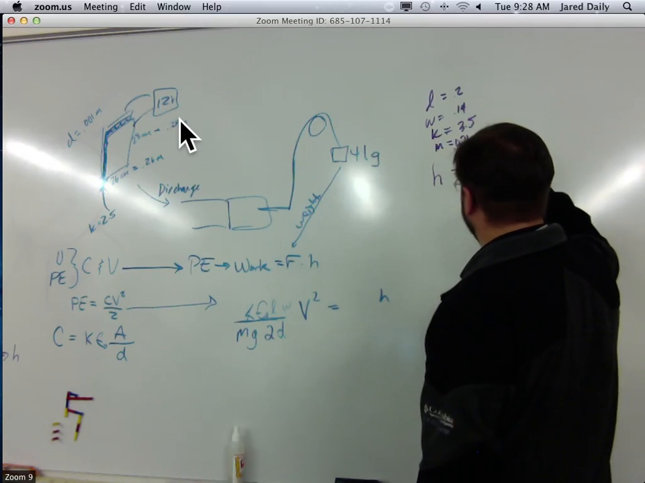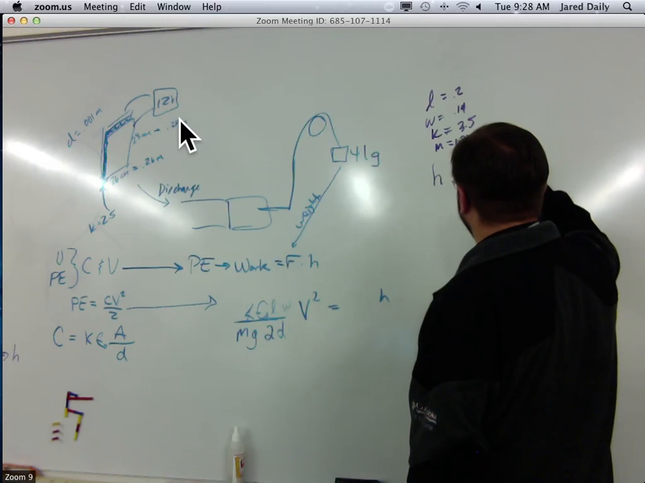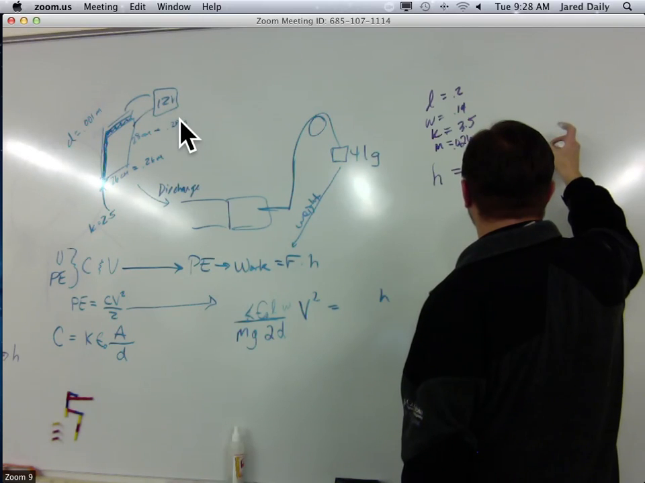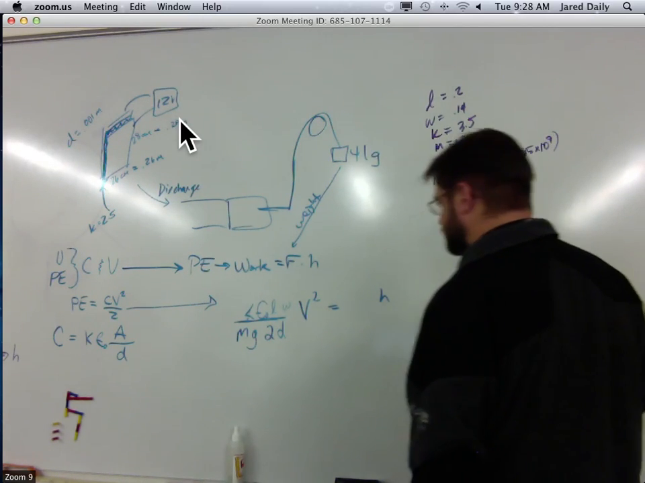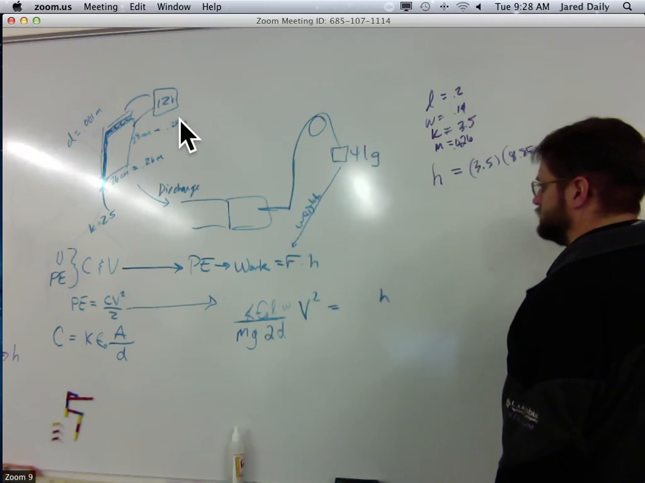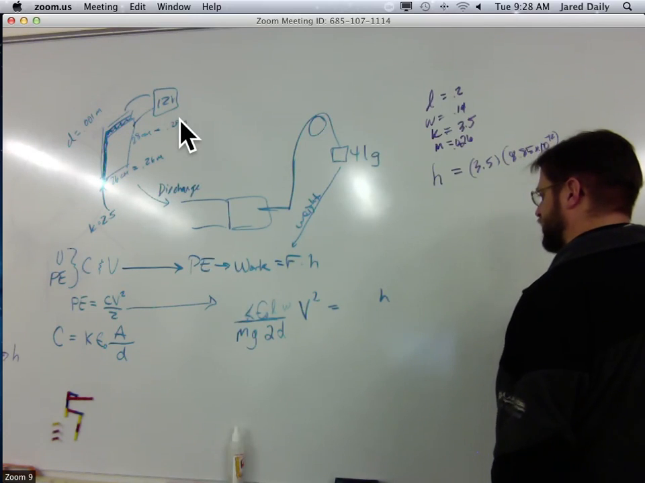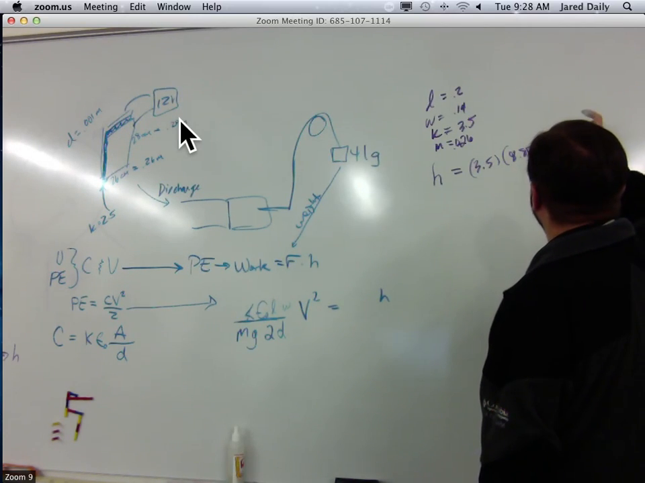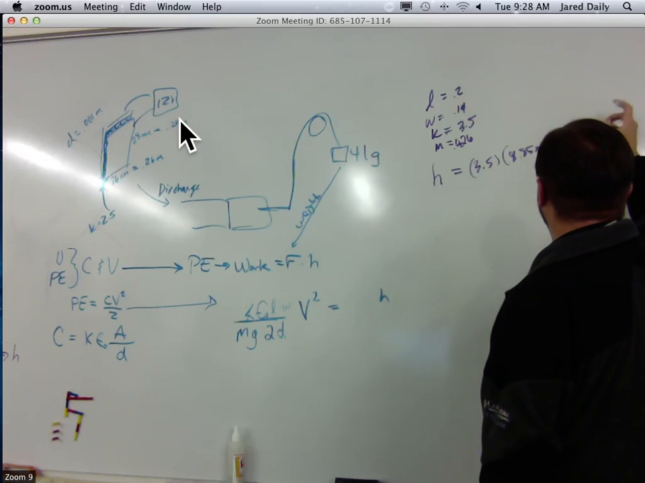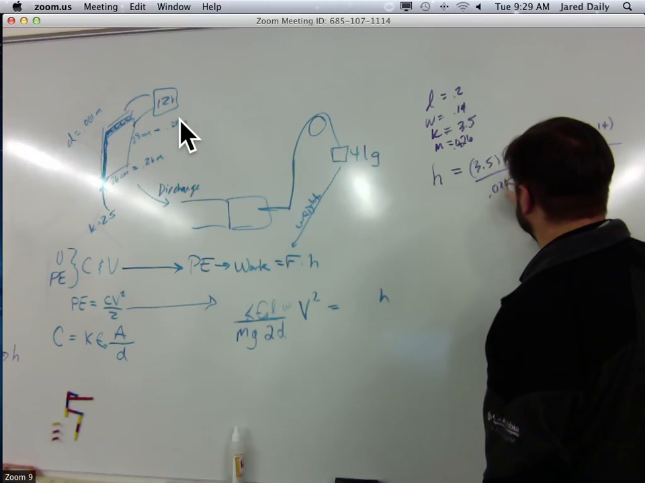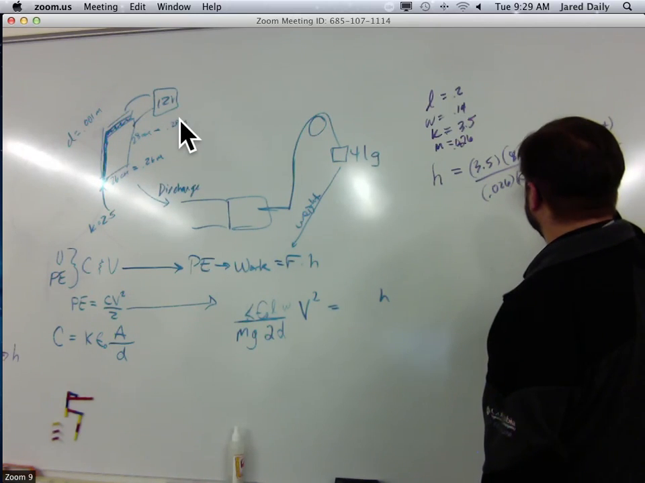So let's try it out here. We've got K is 3.5. Epsilon naught is 8.85 times 10 to the negative 12. L is 0.2. Width is 0.14. Divided by M, which is 0.026. Divided by G, which is 9.8. Divided by 2, divided by D, which is 0.001, right? 1 millimeter.